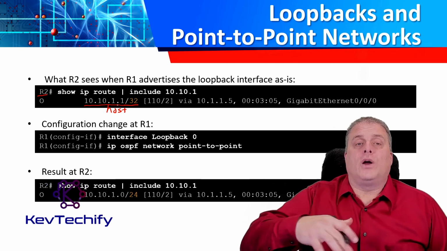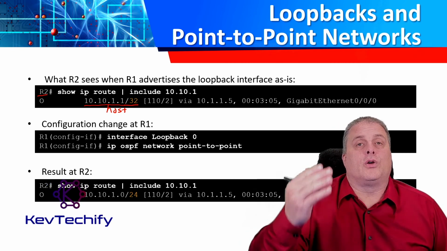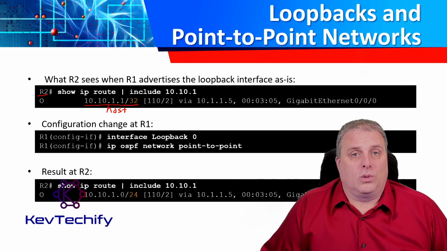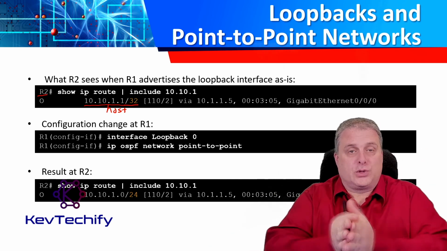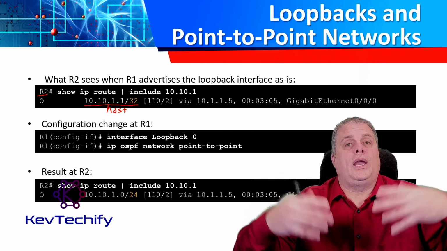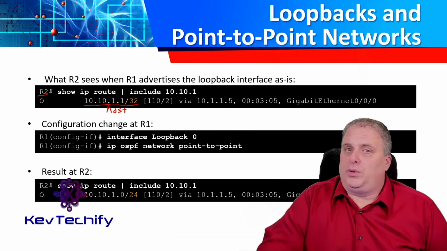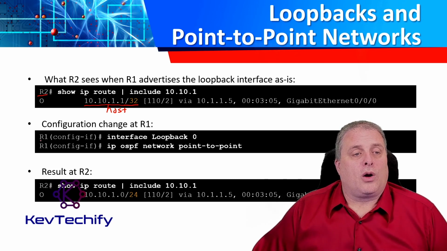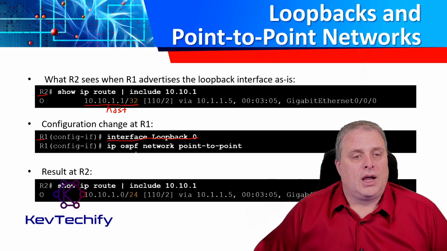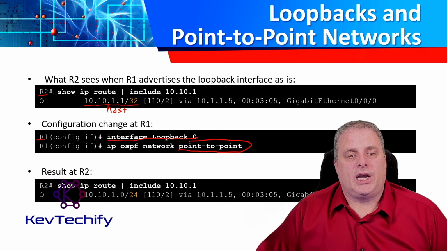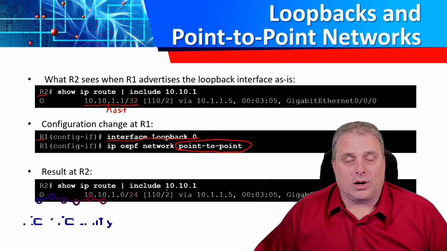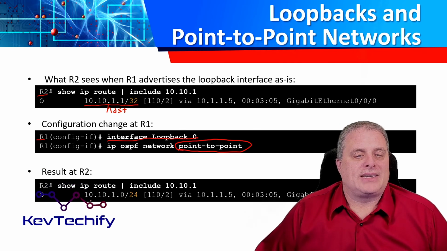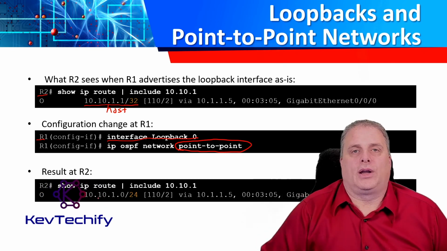Now, if you want to advertise this as a full local area network, a full network, instead of just one IP address, maybe a range of IP addresses to give you some flexibility for what you're doing, what we can do is on R1, we go into the interface here of Loopback 0, and we change that to a point-to-point network. When we change that to a point-to-point network, it then goes and gets advertised as a network address.